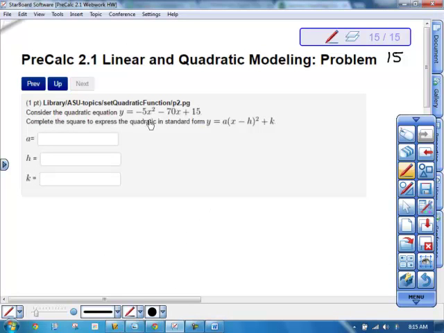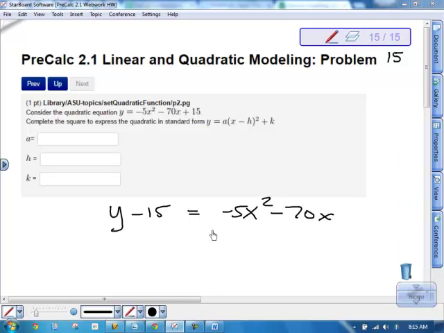Let's try it one more time. But I like this format a little better because they set it equal to y for us, and it's a little harder. Complete the square on this one. So I need to get the 15 over to the other side, in which case I have this. I also need to, before I add something to both sides to make this a perfect square trinomial, get a to be 1.